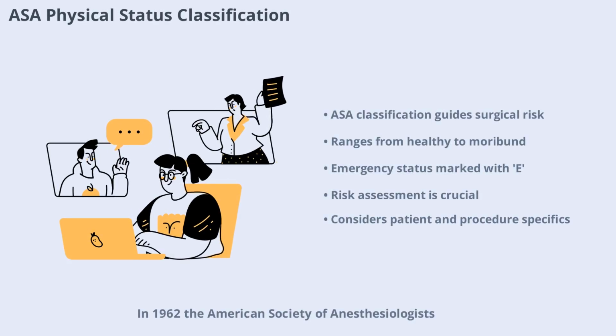In 1962, the American Society of Anesthesiologists introduced the ASA Physical Status Classification. This system helps identify the medical risk for patients undergoing surgical procedures. It ranges from ASA 1, indicating a healthy patient, to ASA 5, describing a moribund patient, not expected to survive 24 hours. Emergency operations are marked with an E prefix. This classification is essential for oral surgeons to evaluate whether a patient can safely tolerate a planned procedure.